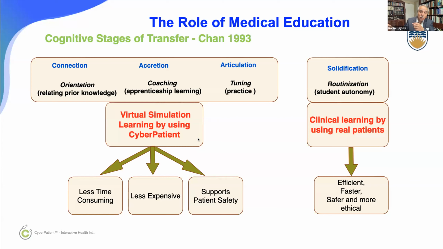Some of the neurons will go away, some of the pathways will go away, some new pathways will come when we fine-tune it. And then when it's ready to go to the clinics, then you can do the knot tying techniques and supporting a patient as a surgeon in that environment. So if we do this, then medical education will become less time consuming, less expensive, and would support patient safety.